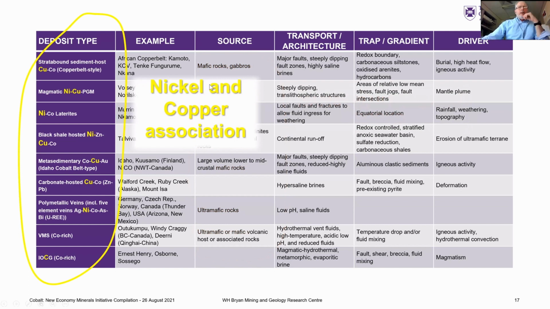And the other thing, when you look at this table, this alphabet soup of elements over here in the deposit types, nickel and copper are really the association that comes out here. So it's really, really critical to be taking heed of those elements.